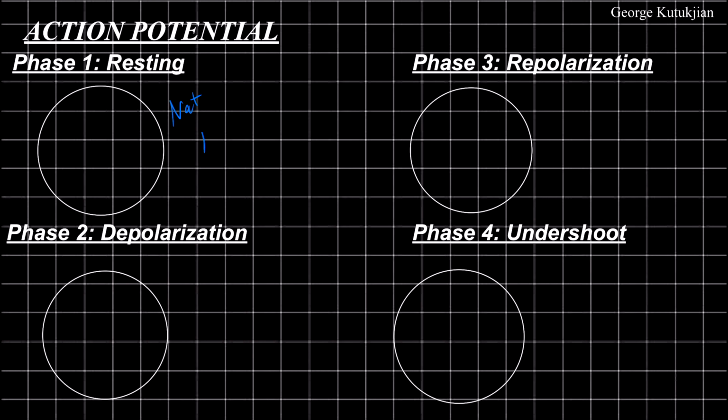So at phase 1, we have more sodium ions outside the cell than inside the cell. Just ignore that there's 2 inside and outside. It should be like 3 inside and 2 outside. And we have more potassium ions inside the cell than outside the cell. And it's at negative 70 millivolts.